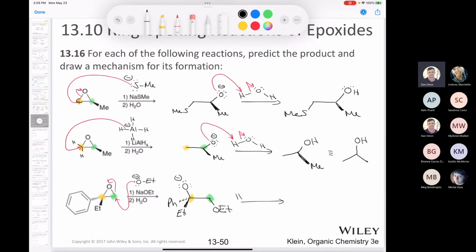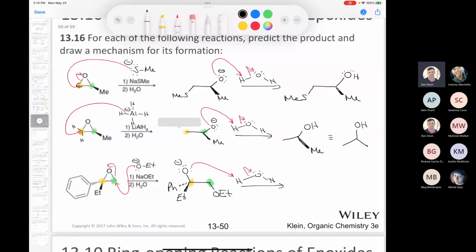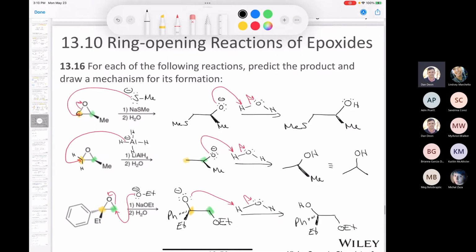In the next step, you treat it with water. And the water does the proton transfer. And you end up with your final product, which is going to look like this, where you've got your ether down here, your alcohol up here, your aromatic ring going in the back, and then you've got your ethyl group coming out here like this. And that's it. So again, all of these were just nucleophilic attacks. The nucleophile always attacked the less hindered carbon, and then you did a proton transfer and you draw the final product, and that's it.